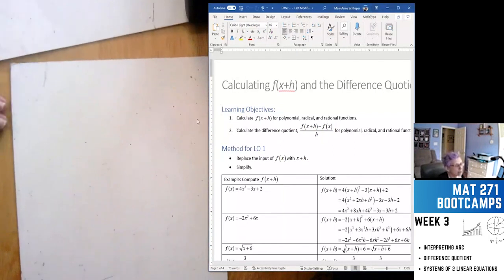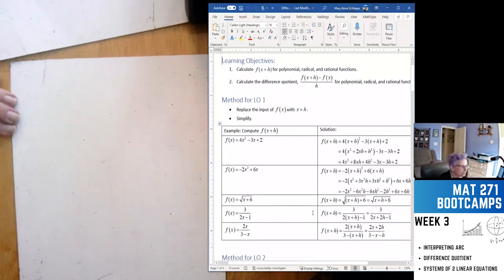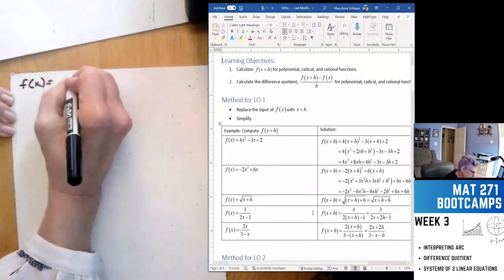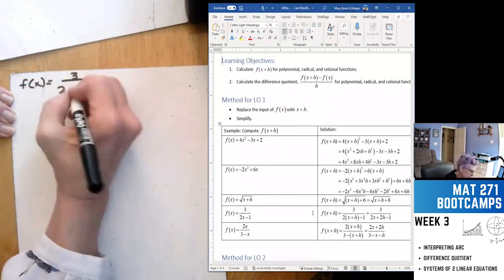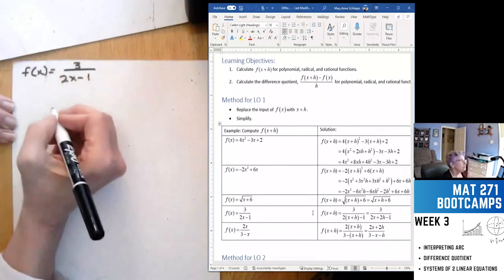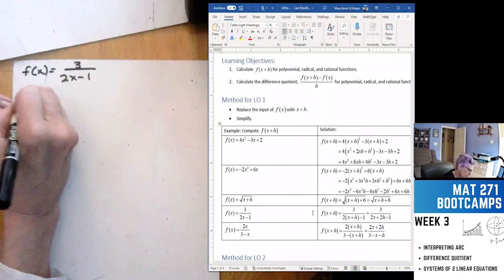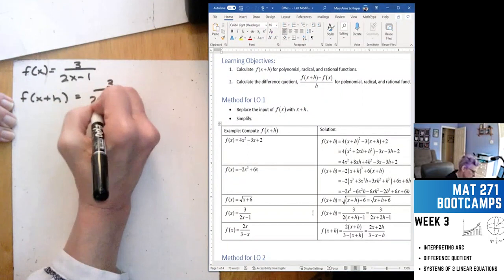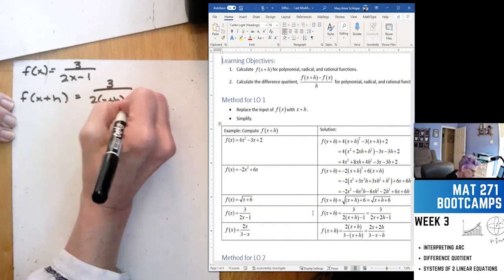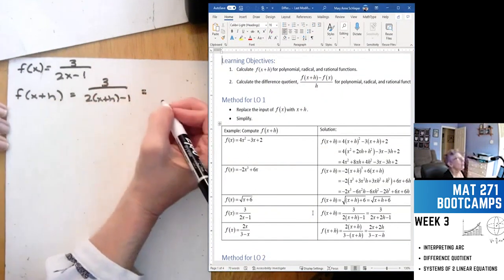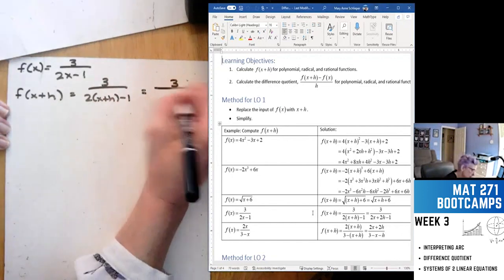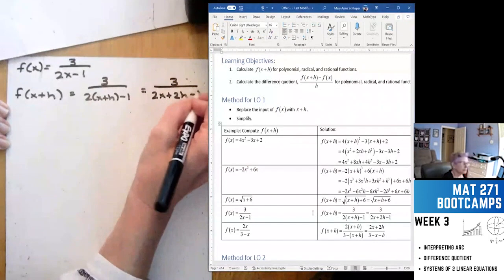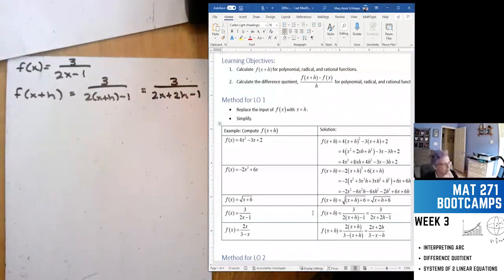Similarly, our next one, f of x equals 3 over 2x minus 1. Then f of x plus h is 3 over 2 times (x plus h) minus 1, and just a little bit of distributing. 2 times x plus 2h minus 1. Easy stuff.